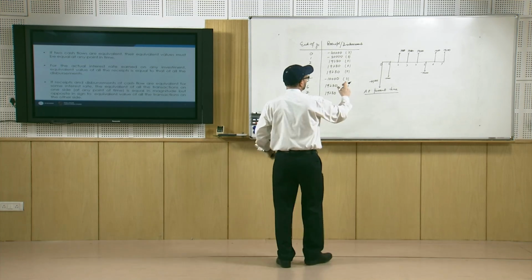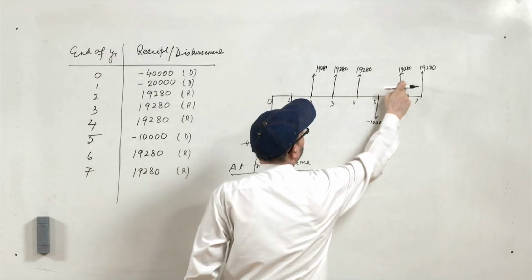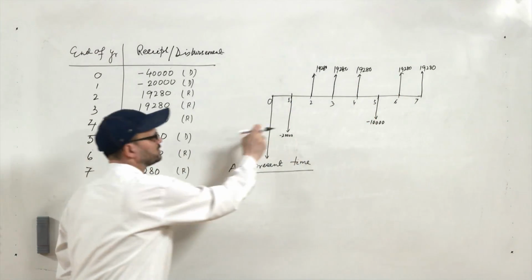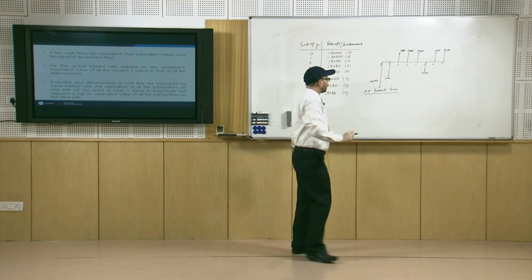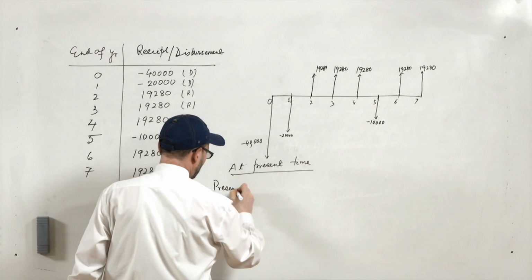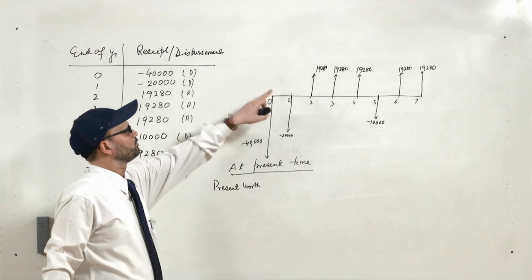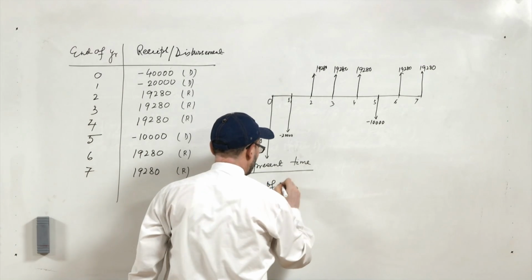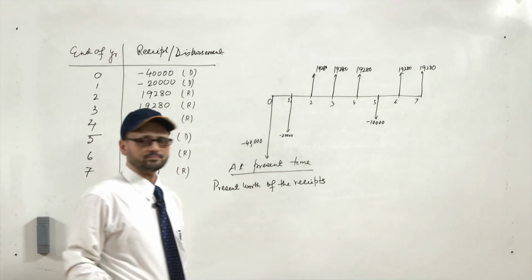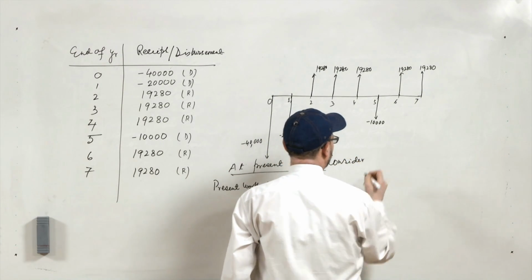So, in that case you have to find the present worth value of all these receipts and the present worth value of all these disbursements. Now, if we try to find the present worth of the receipts, consider the interest rate to be I.